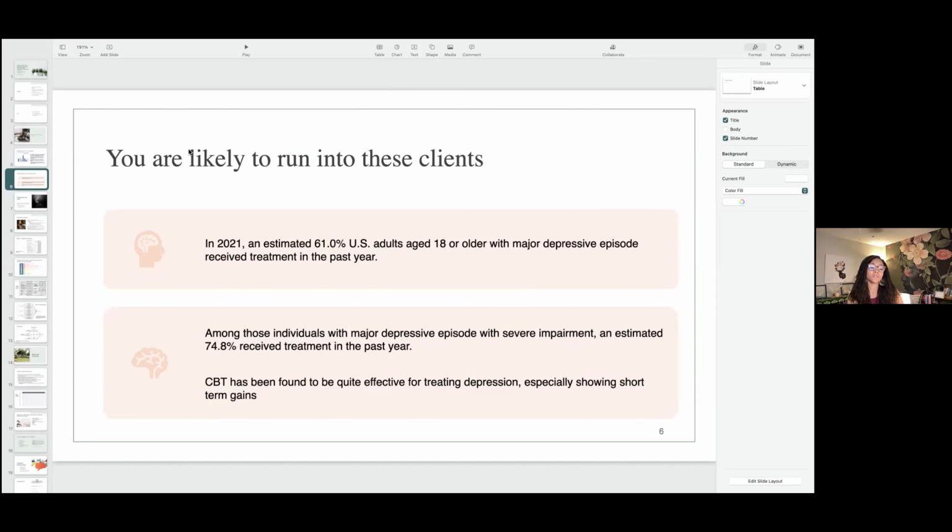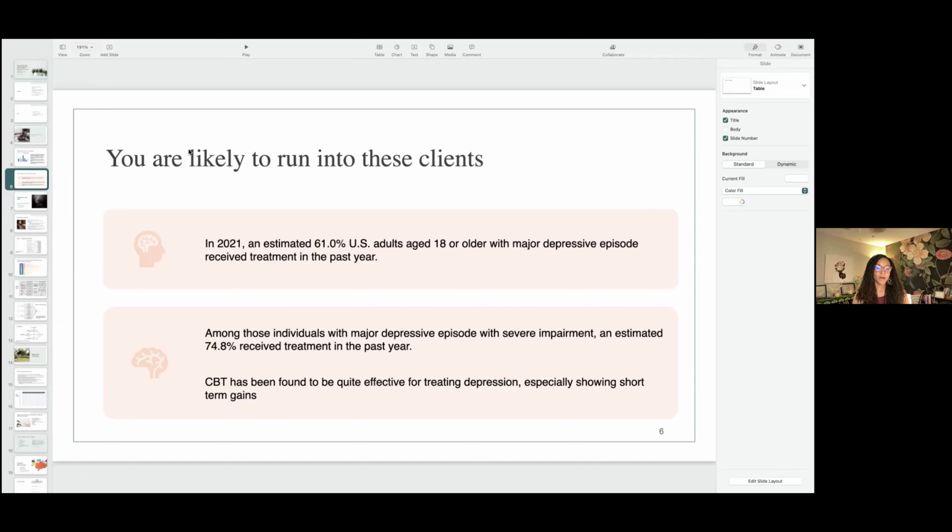You're really likely to run into depressed clients. In 2021, about 61% of US adults 18 or older living with a major depressive episode received treatment in the past year. So, in many ways, that's good news, right? That folks are getting help for their suffering. But it also means that you're likely to see depressed clients, and CBT is one of the gold standard interventions that has been well researched and shows a lot of promise for alleviating depressive symptoms, certainly in the short term. There are more discrepancies when we're looking at long term, but short term benefit, absolutely. CBT shows a lot of positive results.